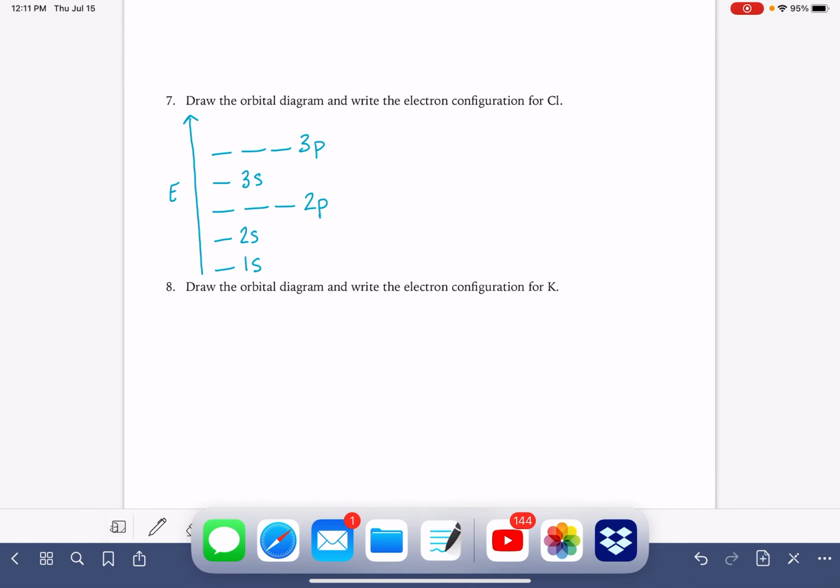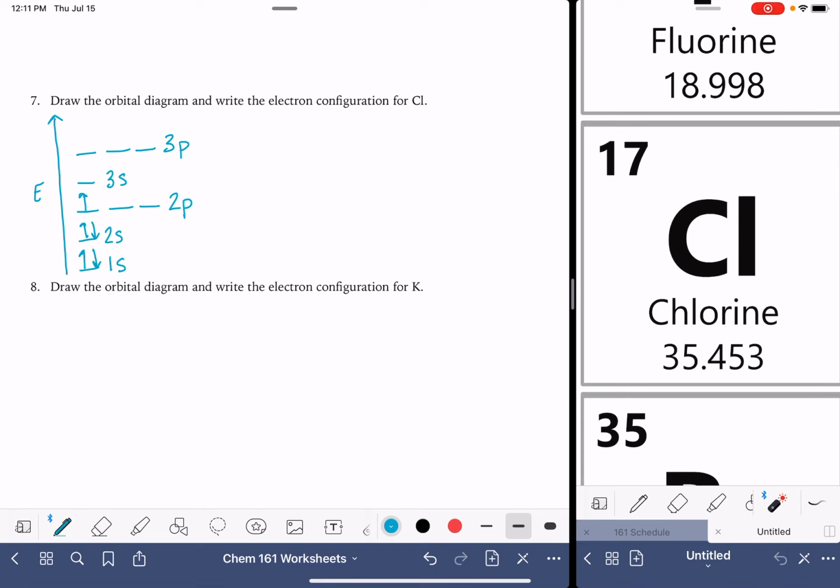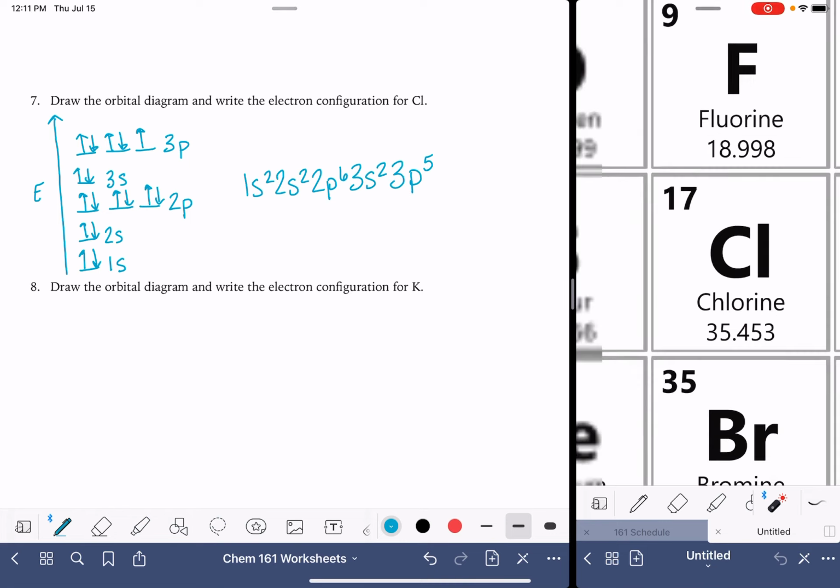So chlorine, we said, had, let's pull that periodic table back up. Chlorine has 17 electrons, so that means we want to put 17 electrons in these boxes. 1, 2, 3, 4, 5, 6, 7, 8, 9, 10, 11, 12, 13, 14, 15, 16, 17. Write the electron configuration. We have 1s2, 2s2, 2p6, 3s2, 3p5.